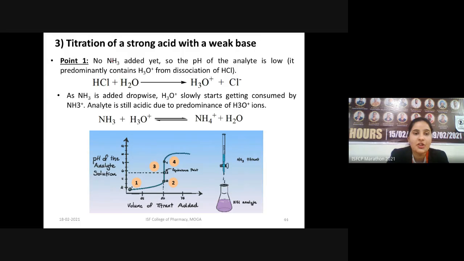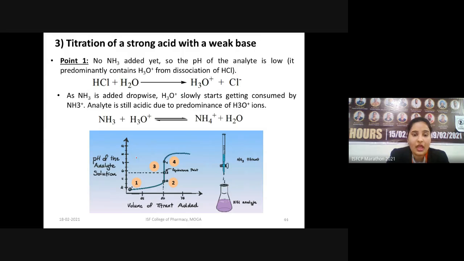So at point 1, no ammonia has been added yet. The pH of the analyte is low because we have only HCl solution here. HCl is going to break into H positive ions. H positive ions are going to form hydronium ions, and Cl negative ions are produced.